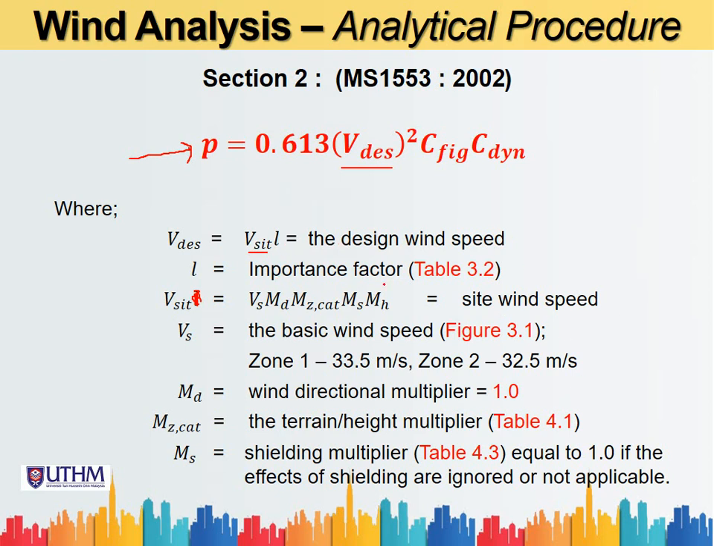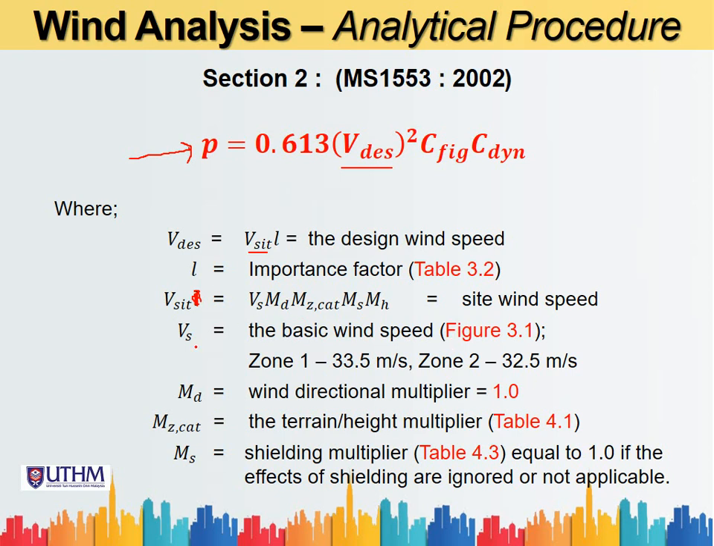L is the importance factor. V sit, I call it V sit, it is actually V site. V stands for the wind speed. So V sit is VS multiplied by the wind directional multiplier, multiplied by the terrain height multiplier, multiplied by the shielding multiplier, multiplied by MH. MH here is known as the hill shape multiplier. Okay.